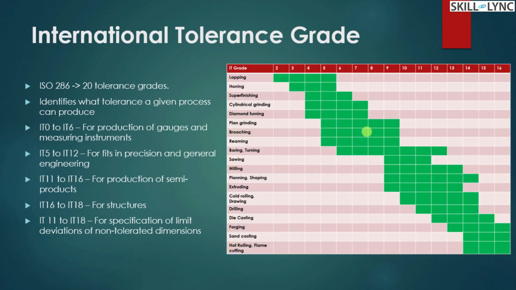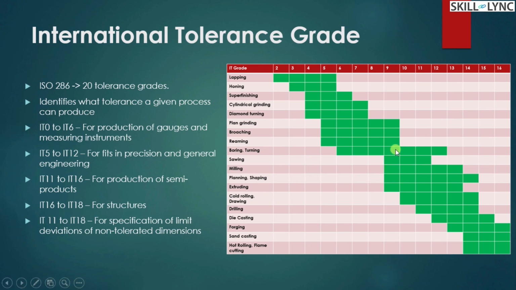So bringing all this process and categorizing them to the grade, you can see the variation. That is, the typical IT 2 to 6 components, you can see the processes that are going to be used here are processes that can result in high tolerances. So this is a lapping operation, honing operation, super finishing operation, cylindrical grinding, diamond turning, plane grinding, and then a part of broaching and reaming operations can satisfy the tighter tolerances. That is, accuracies going to micron levels.